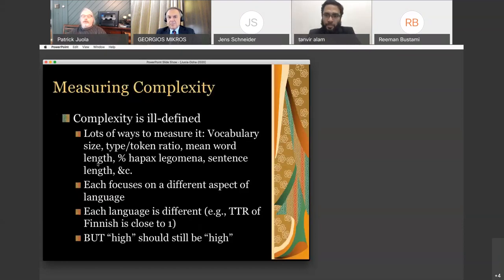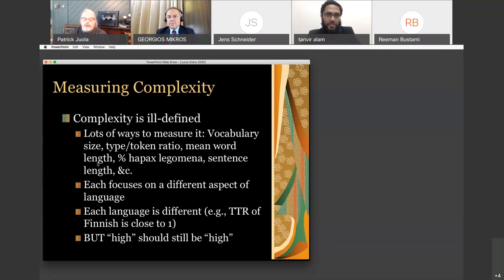Now, I'm going to start by talking a little bit about complexity. Complexity is very ill-defined. There are a lot of ways to measure it. We can talk about vocabulary size. That person who talked about sesquipedalian lexical items obviously has a very large vocabulary. We can talk about mean word length. We can talk about the type token ratio. We can talk about the percent of hapax legomena, which itself is a very complex phrase that basically means words that appear only once in a sample. We can talk about the length of sentences, which is different from the lengths of words.